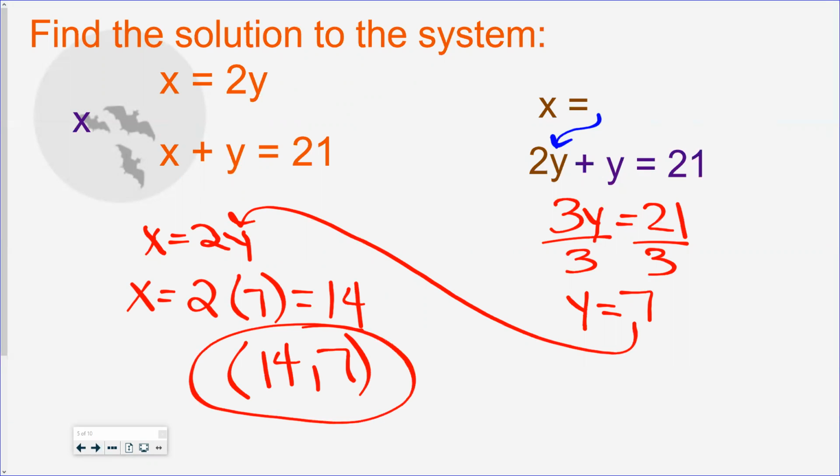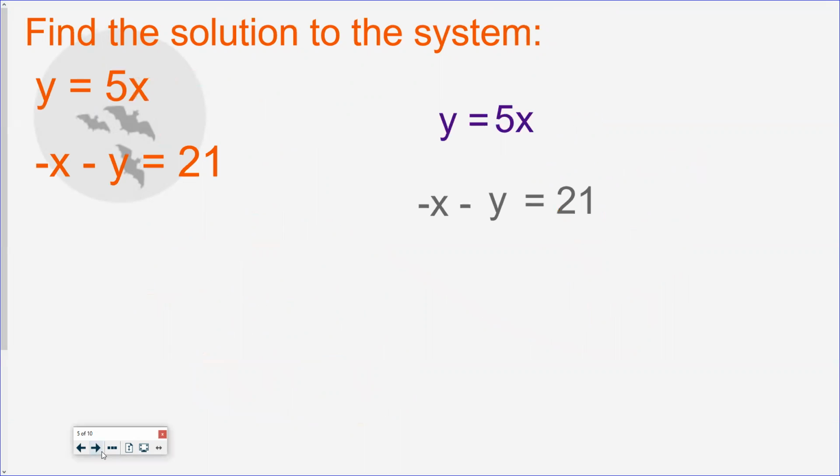My suggestion is right now, pause this video so you can get this written down and you can fully process everything that we just did. Make sure you know how I did every step. All right, pause the video, see if you can do this one.